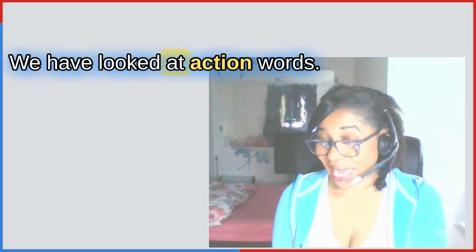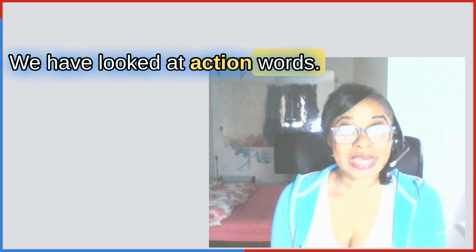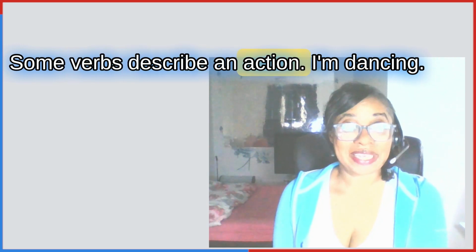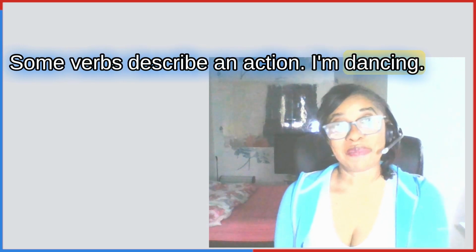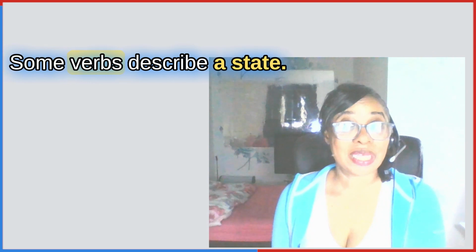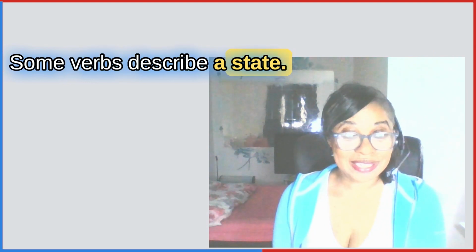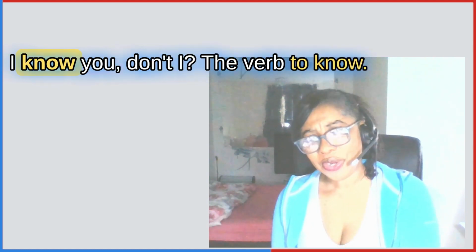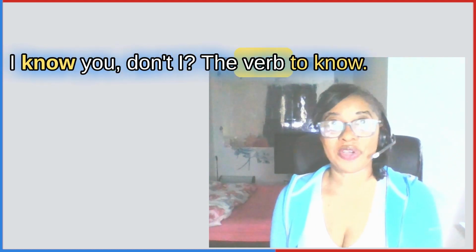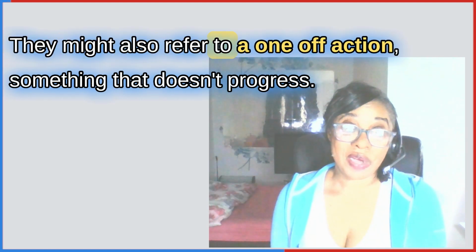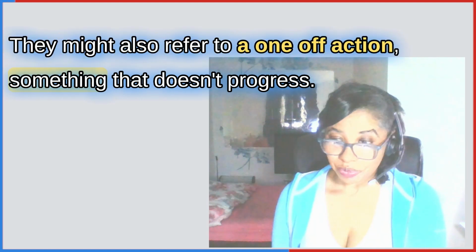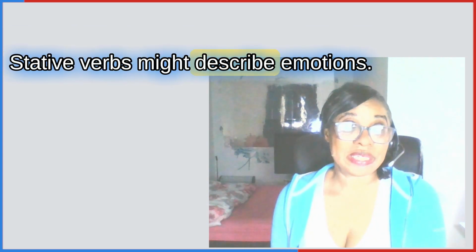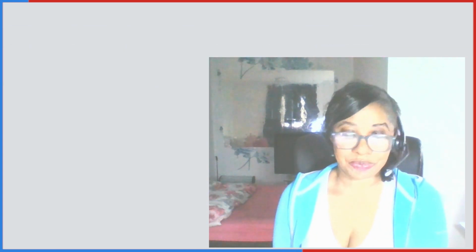A quick recap of the different types of verbs. We have looked at action words. Some verbs describe an action. I'm dancing. Some verbs describe a state. They are called stative verbs. I know you, don't I? The verb to know. They might also refer to a one-off action, something that doesn't progress. Stative verbs might describe emotions.